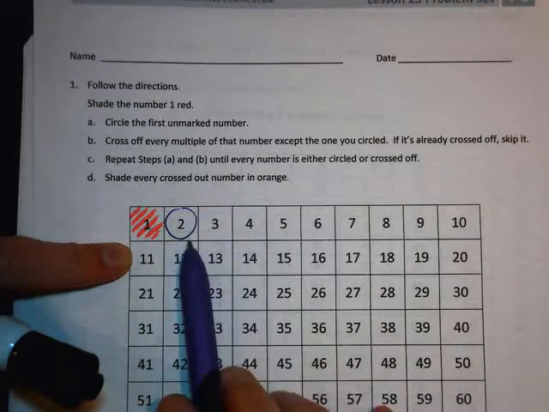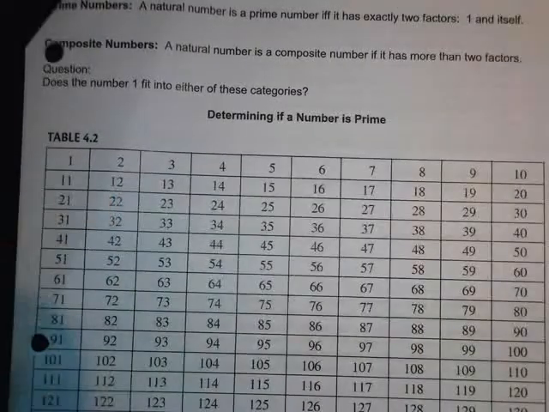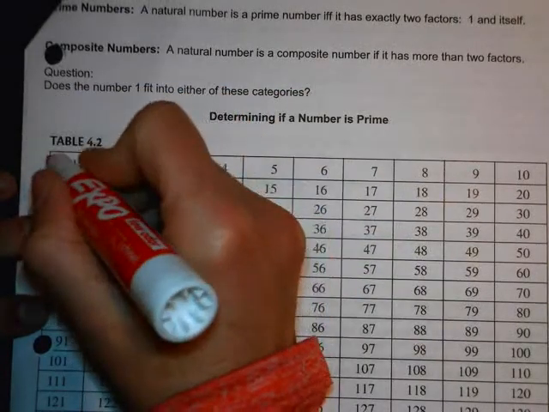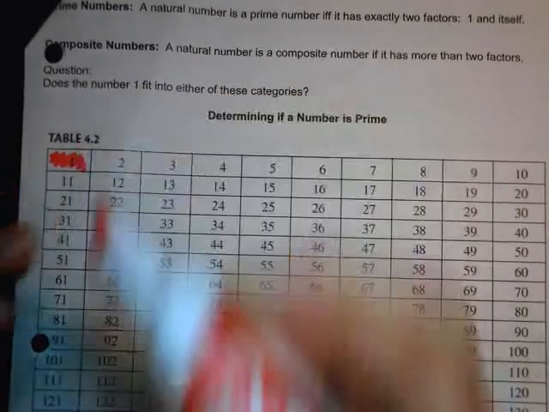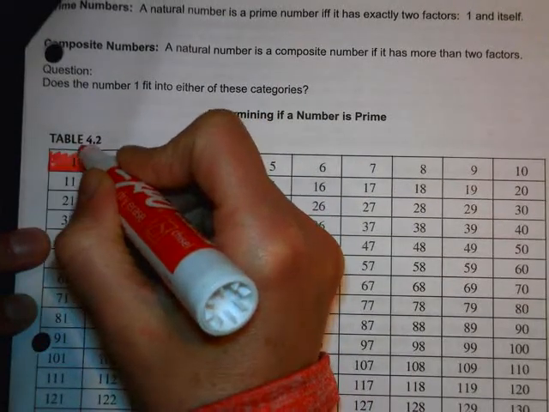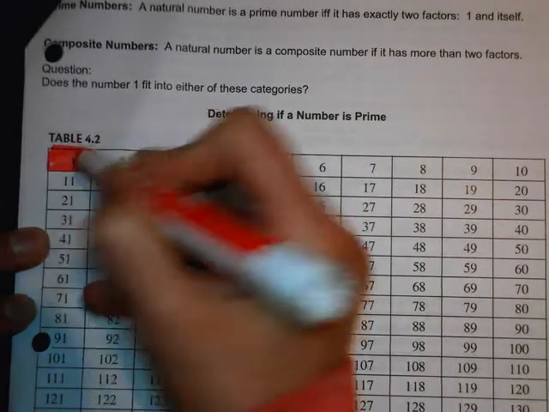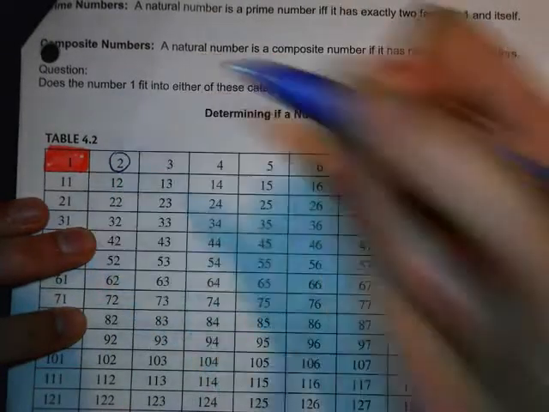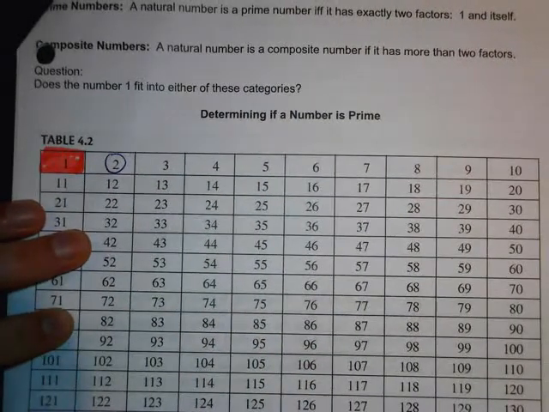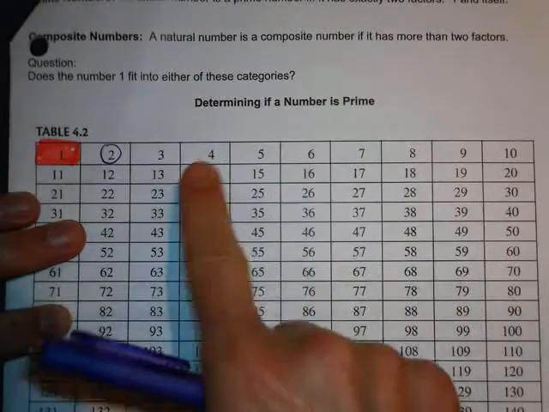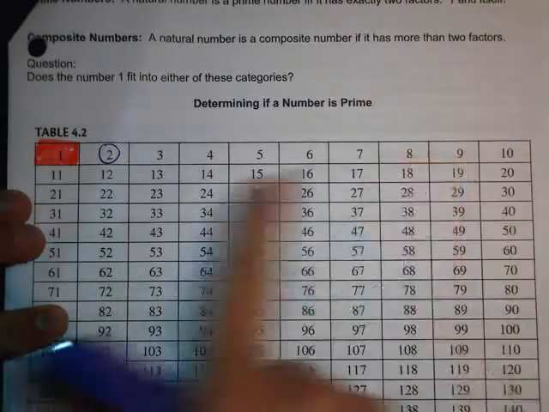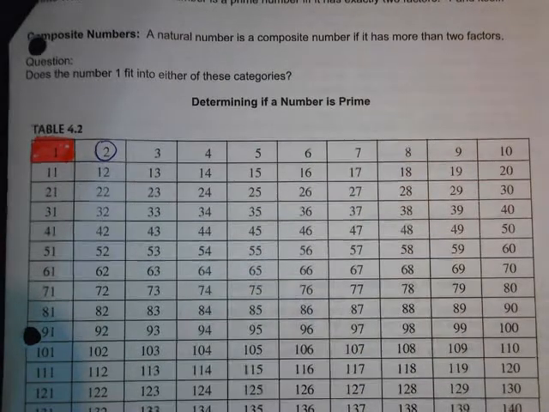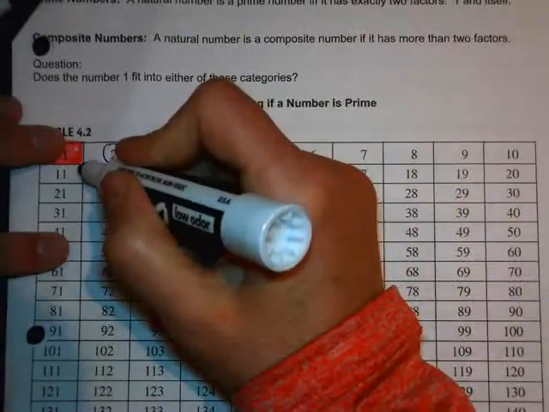So I'm going to come and do it on our big paper. I'm going to shade in the number 1. We'll talk about why we shade that in red in a minute. And then we're going to circle 2. And then it says cross off every multiple. So multiples of 2 would be 2, 4, 6, 8, 10, 12, 14, 16. So basically, any number that's even is a multiple of 2. I'm going to get rid of these numbers.